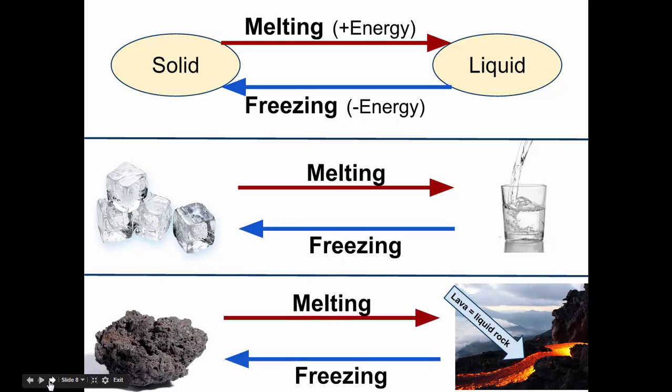We can do the same thing with lava. Lava is liquid rock. If we take away the energy by decreasing the temperature, this is what we get, this black rock. If we were to increase the temperature in this enough, we could melt it and we would end up with lava again.